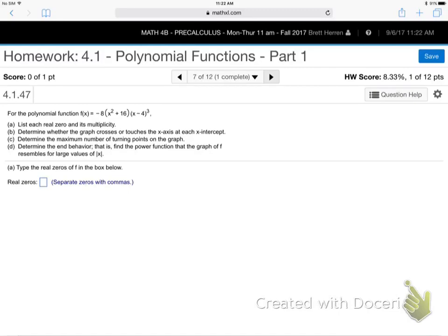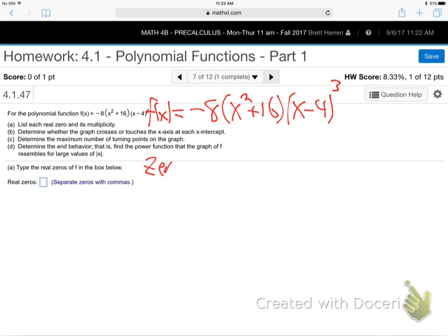All right, for the polynomial, they're giving me -8, x squared plus 16, x minus 4 cubed. List each real zero and its multiplicity. Okay, so first thing is, now we're going the other way. They're starting with the function, and they're saying, now you tell me the zeros. A minute ago, they gave us the zeros, and I gave them the function. Now they're giving me the function, they want the zeros. So what are the zeros of this function?